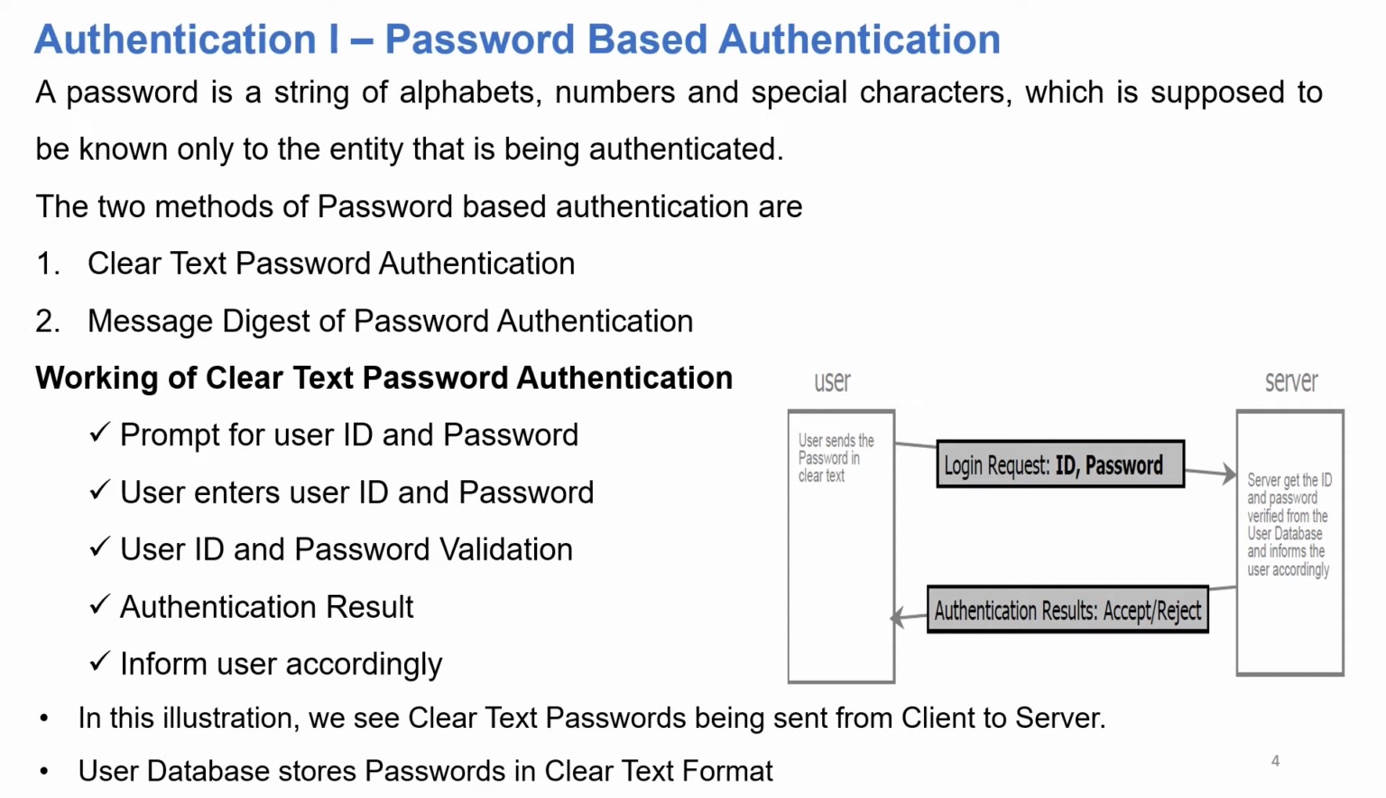So in this illustration we see that you have your user and you have your server. Your user is sending the login request to the server, that is, it is sending the user ID and the password to the server, and the server will do the necessary validation and send back the authentication result of either accepting or rejecting the user. Now again, like I said, please note here the user database stores the passwords in clear text format, and hence it is known as clear text password authentication.